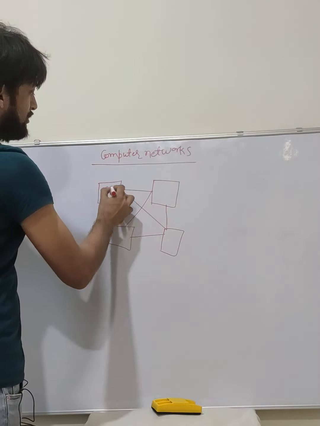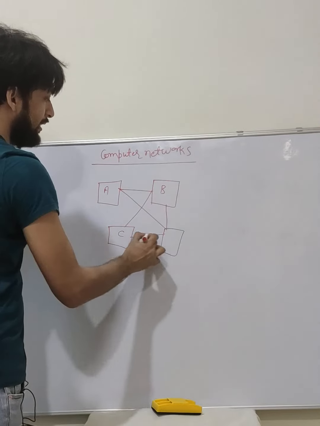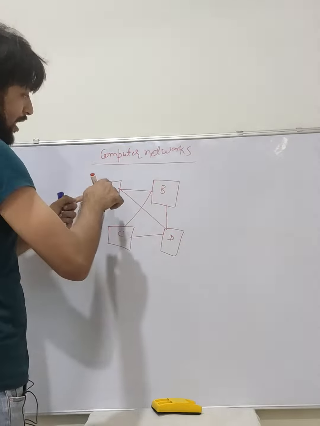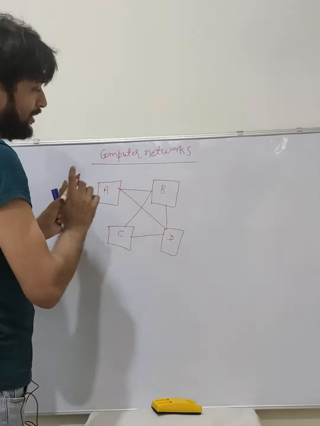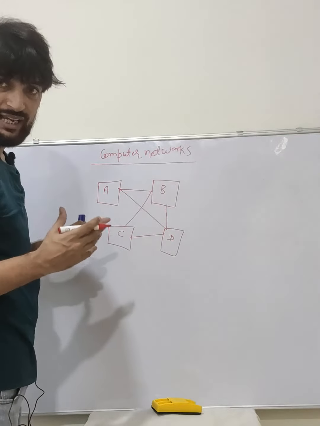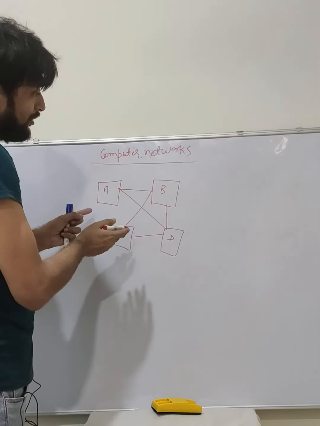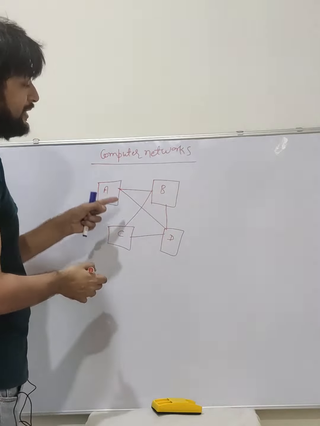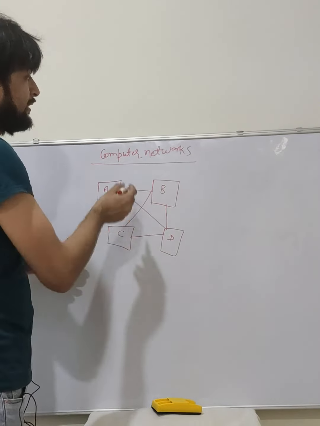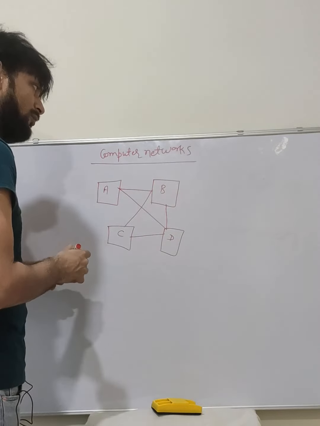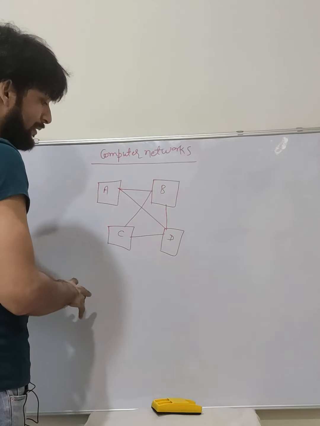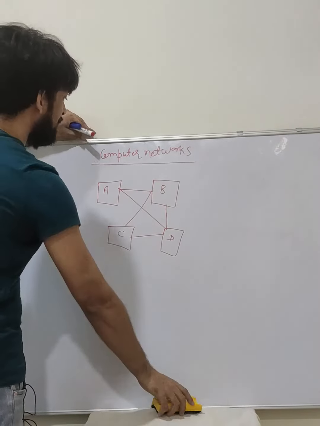Suppose these are hosts A, B, C and D. So in a computer network, all these computers are going to interact with each other: how they are going to communicate, which protocol they are going to use, which IP addresses they are going to use. This all comes in this course. We are going to see all these things one by one, but before that, I want to introduce some number systems.